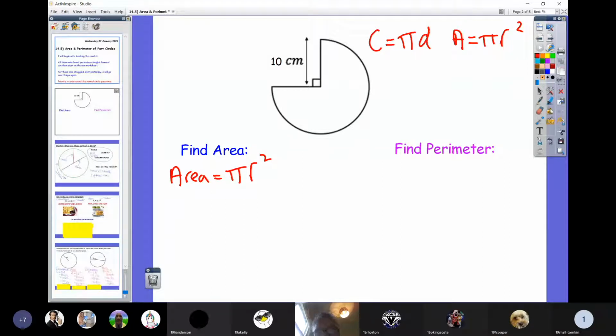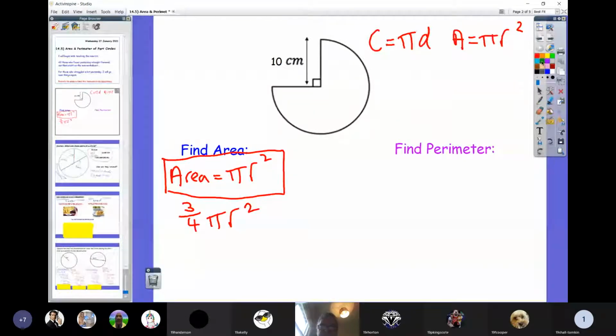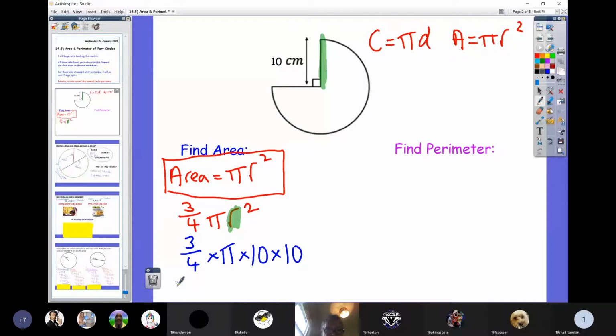We're finding the area, so we're going to be using pi r squared. Now that would find out the area if it was a whole circle, but this is 3/4 of a circle. So the area for our question is going to be 3/4 of whatever pi r squared is. Now remember r is the radius, and the radius is the length from the outside to the middle. So we've been given the radius. So to answer this question, we're just going to do 3/4 times pi times the radius squared. So that's going to be times 10 squared, or you can think of it as just times 10 times 10.